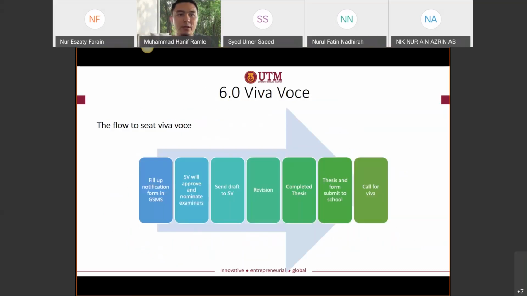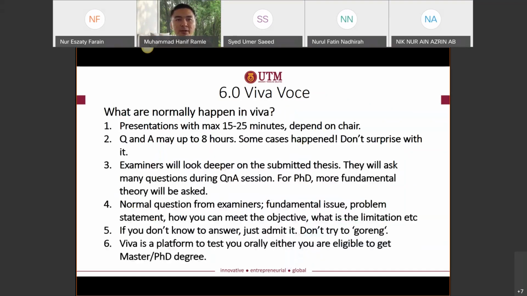Okay, the flow for the Viva. You have to fill up the notification form in GSMS. The supervisor will approve and nominate examiners. There are 3 nominations for both internal and external: the supervisor will give 3 names for internal and 3 names for external examiners. You send the draft of the thesis to the supervisor, do revision, complete the thesis. The thesis form is submitted to the school, and the school will call for the Viva, normally 2 months after you submit the thesis.